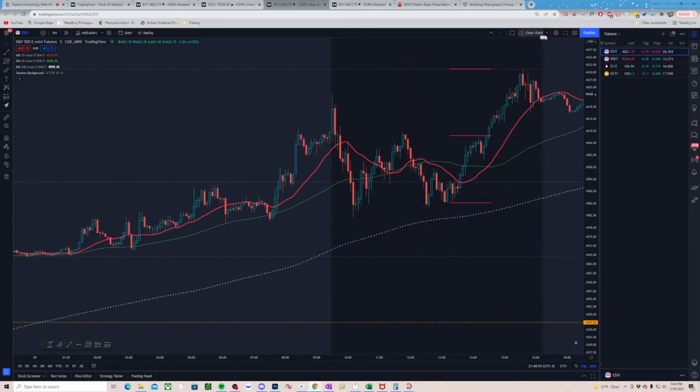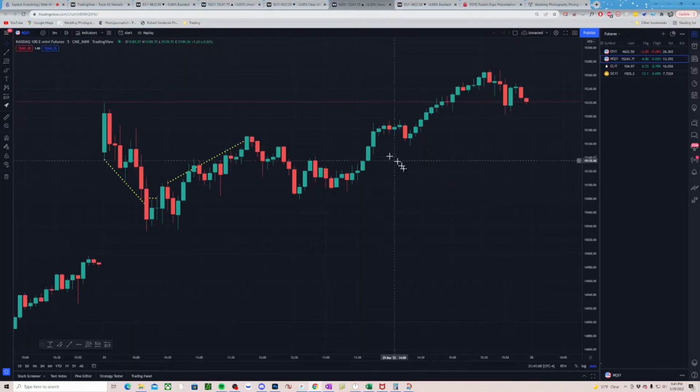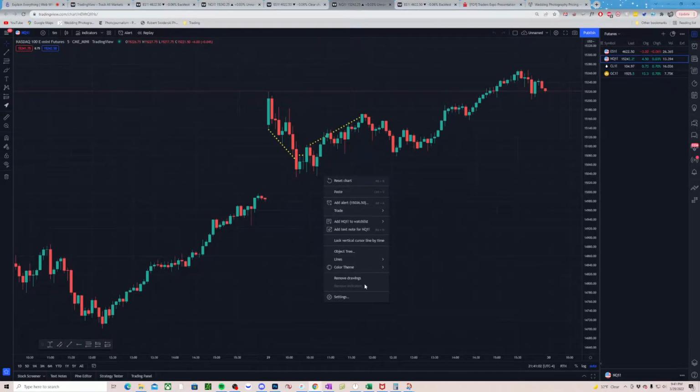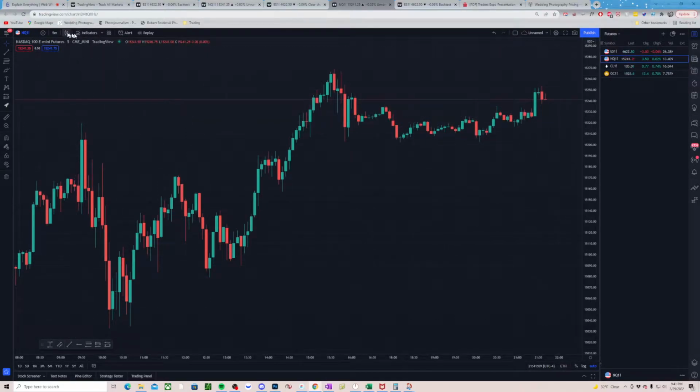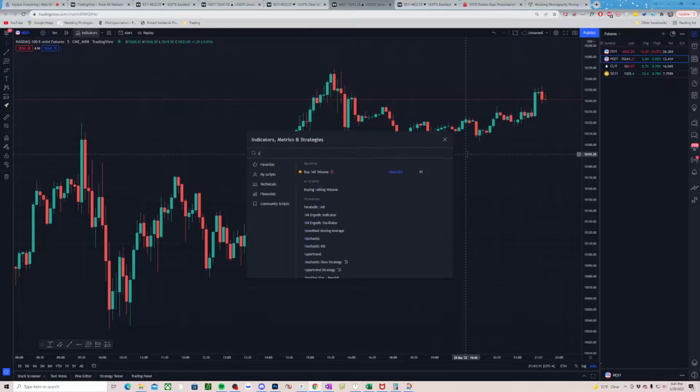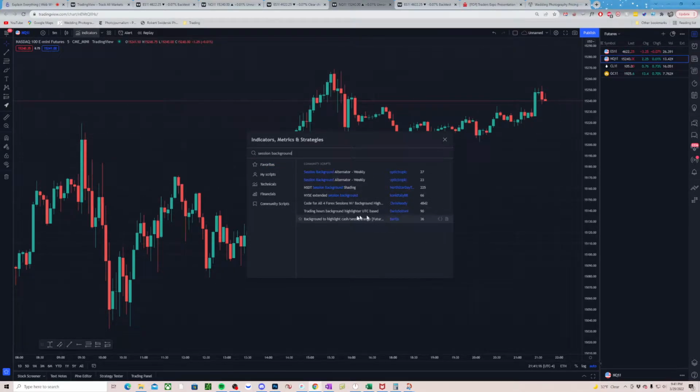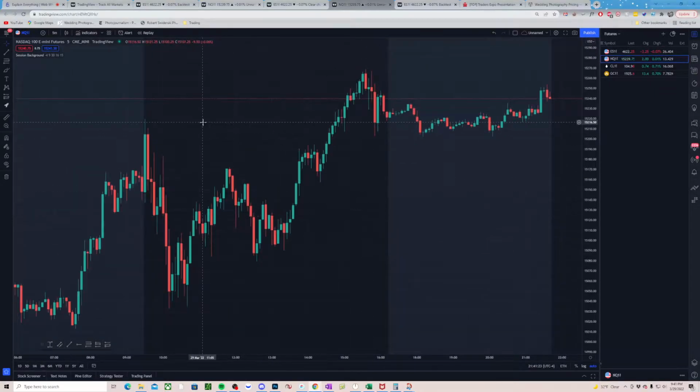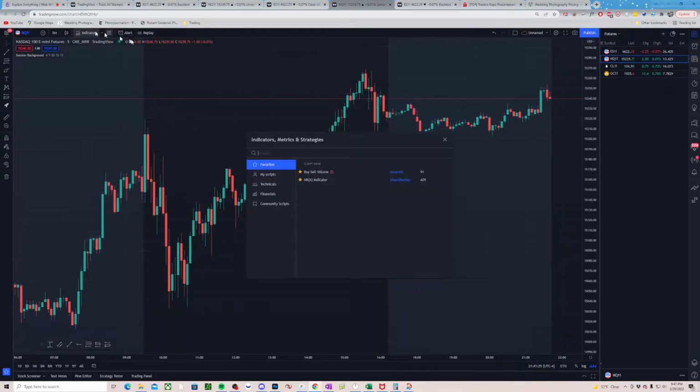So I'm going to use a fresh chart. Let's load up something that we can use. All right, so let's just take these drawings out. This is going to be really quick. So how do I plan my trades? Okay, just before I do that, let's put the session background in, and let's include that. And then also we want to put in some moving averages.